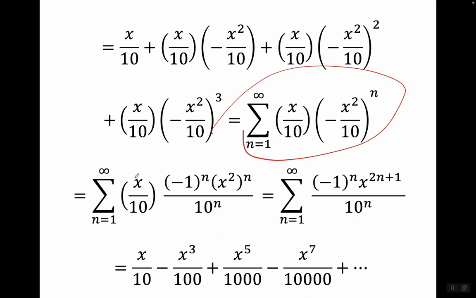And then if you pull this x in here, you get x to the 2n plus 1. So you have negative 1 to the n, x to the 2n plus 1, all over 10 to the n. And then if you plug in n equals 1, n equals 2, and so on, you would just end up with this series.